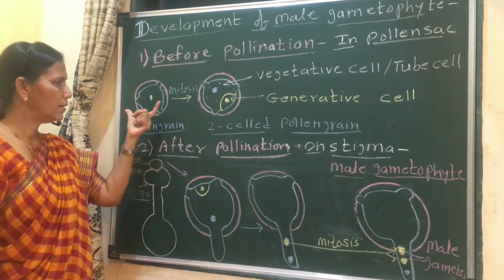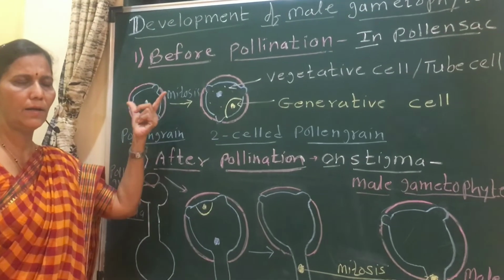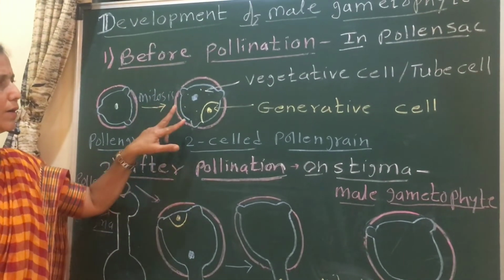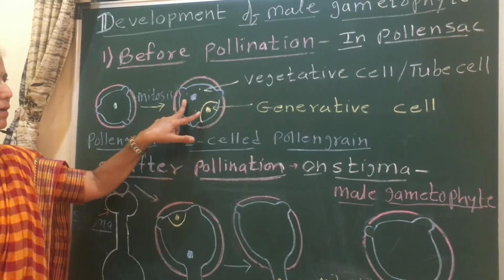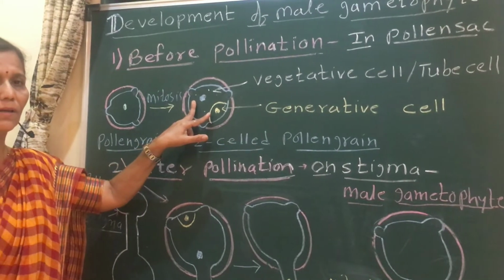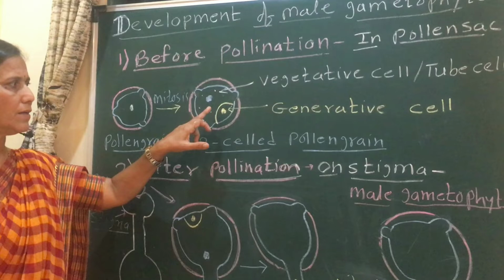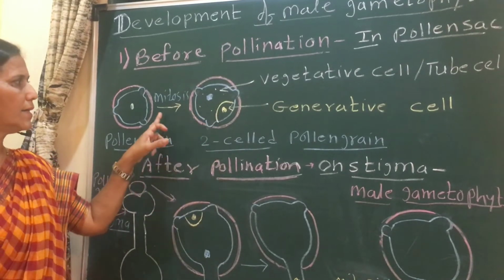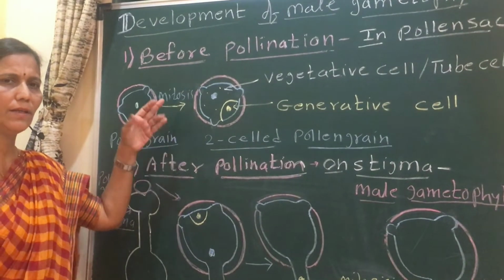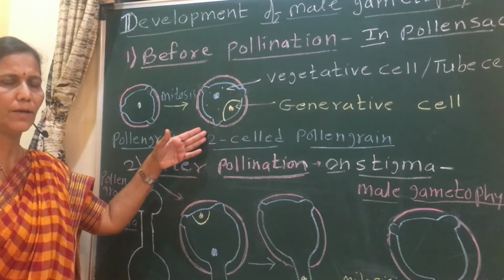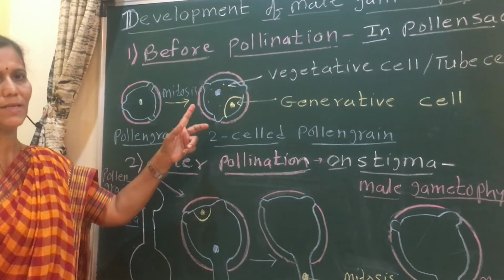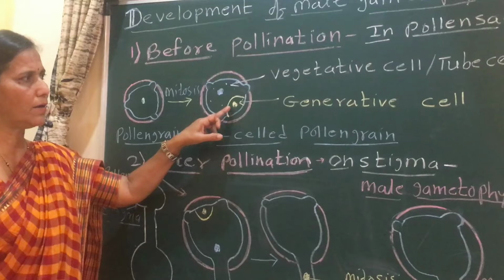That is, this haploid pollen grain divides by mitosis into 2 cells. But these cells are not equal. One is larger, one is smaller. As they are developed by mitosis, they have equal genetic material, but they are not equal in size. One is smaller, one is larger.